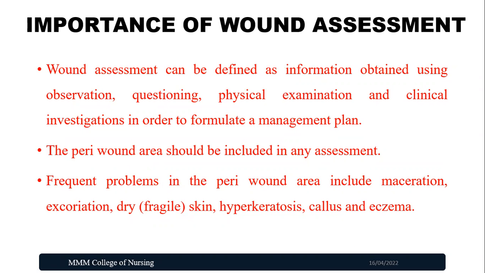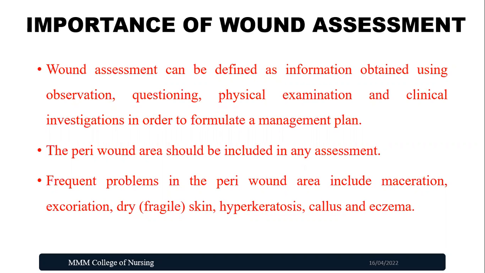Next, we'll see the importance of wound assessment. Wound assessment can be defined as information obtained using observation, questioning, physical examination, and clinical investigations in order to formulate a management plan. The peri-wound area should be included in any assessment. The peri-wound area has previously been defined as the area of skin extending up to 4 centimeters beyond the wound edge.